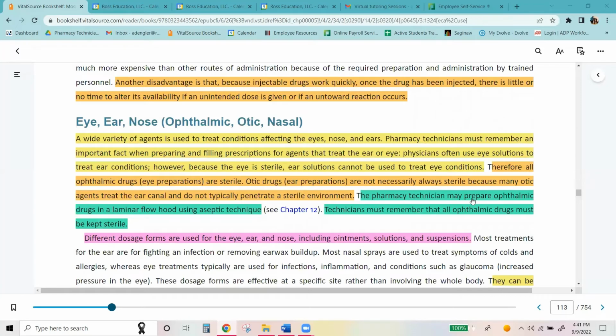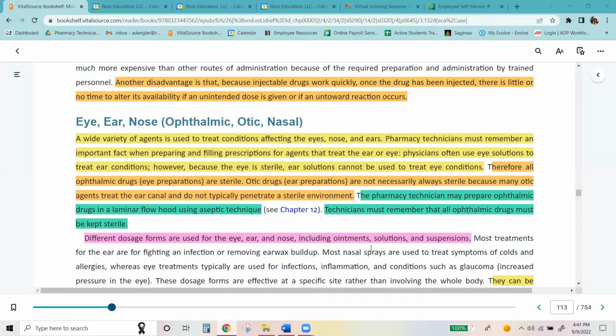A wide variety of agents are used to treat conditions affecting the eye, nose, and ears. We must remember an important fact when preparing and filling prescriptions for agents that treat the eye or ear. Physicians often use eye solutions to treat ear conditions. So yes, this is true. However, because the eye is sterile, ear solutions cannot be used to treat eye conditions. So eye solutions can treat ear conditions, but ear solutions cannot treat eye conditions because eye conditions need to be treated with a sterile drop.